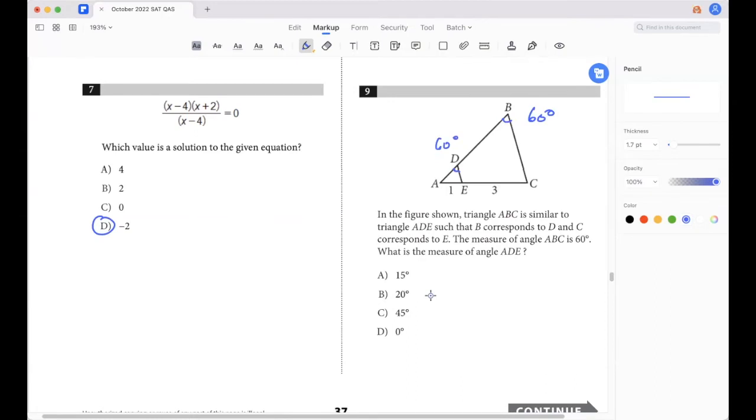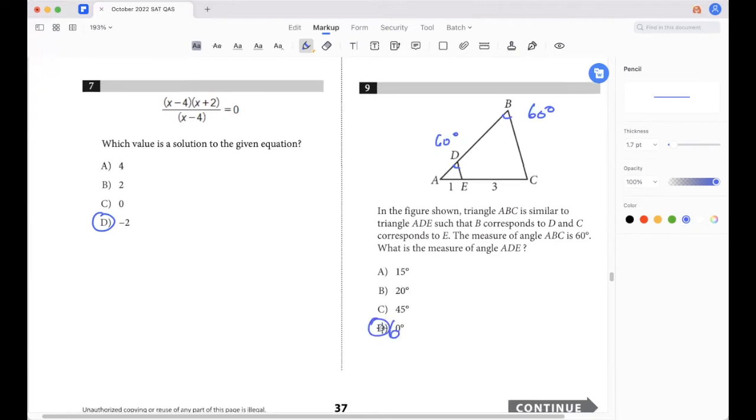Is there an error in this question? Let's check. Okay, option D is 60 degrees. Not, what does it say here? Yeah, not 0, it's 60. Yeah, so this is the right answer.